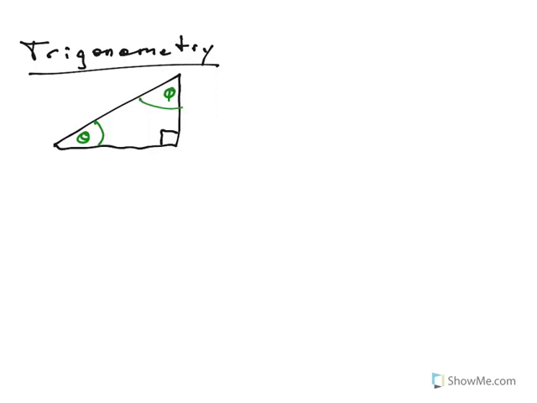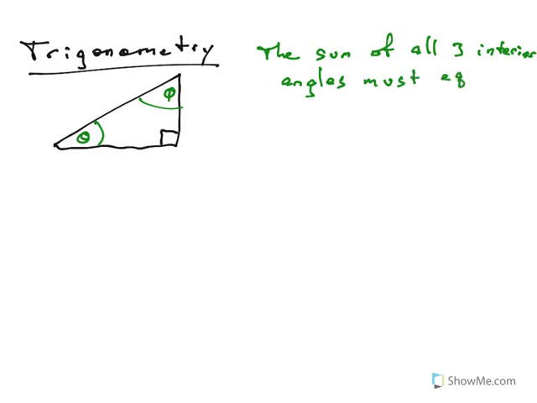Okay, so this one's theta, this one's phi. This relationship holds for all triangles, not just right triangles, but it does hold for right triangles too. And it says the sum of all three interior angles must equal 180 degrees. So if you add all three angles in a triangle, you get 180.